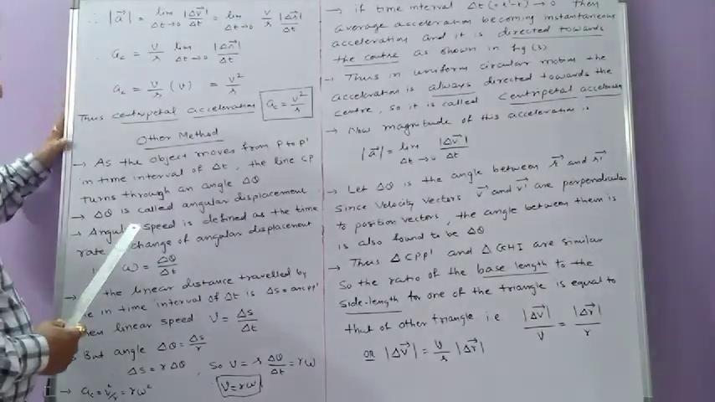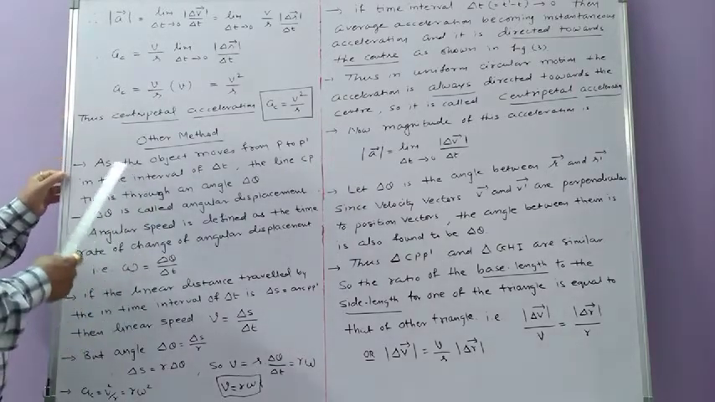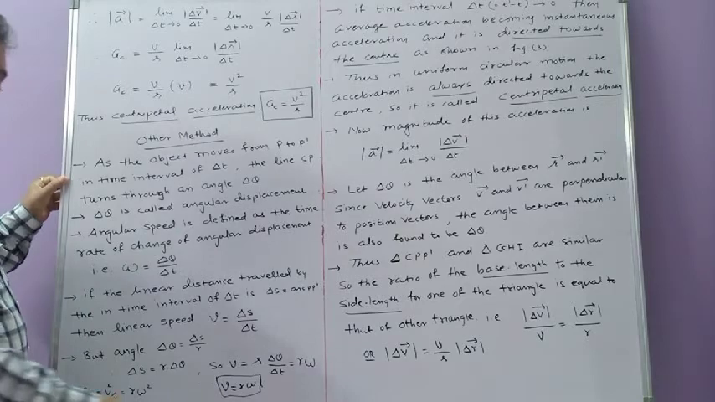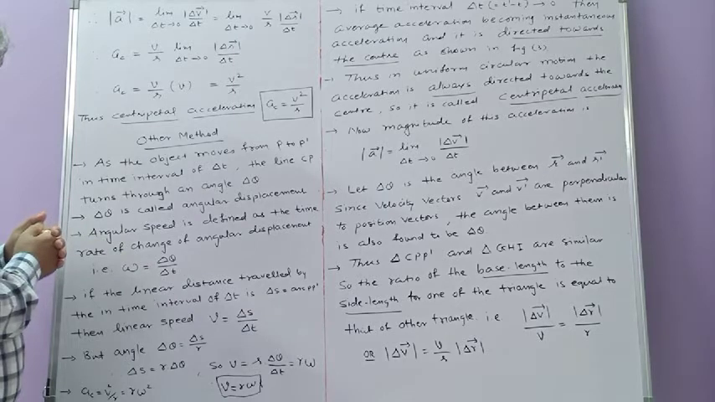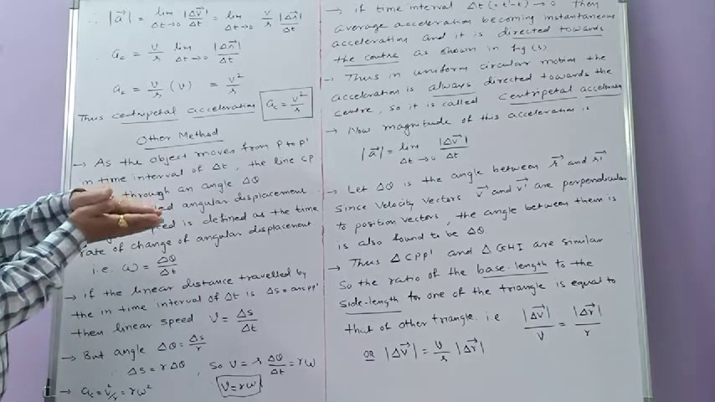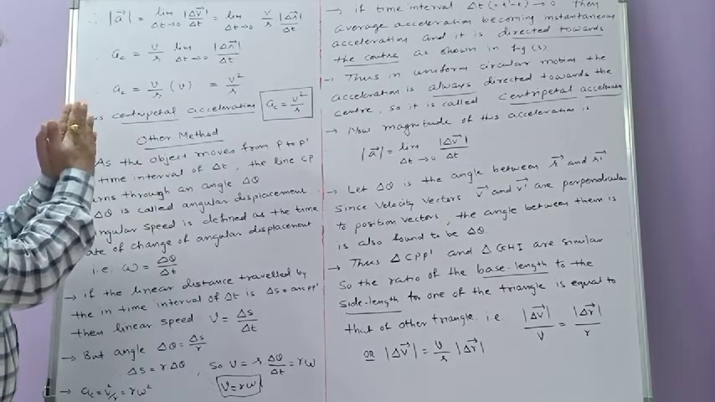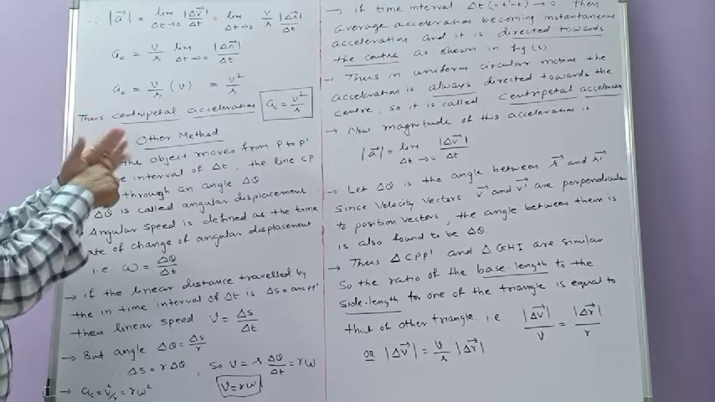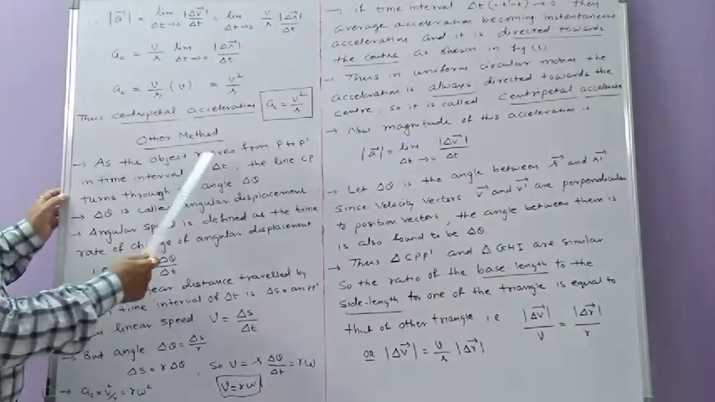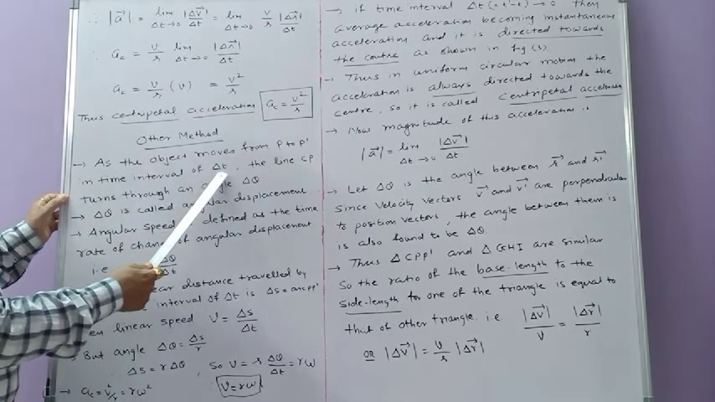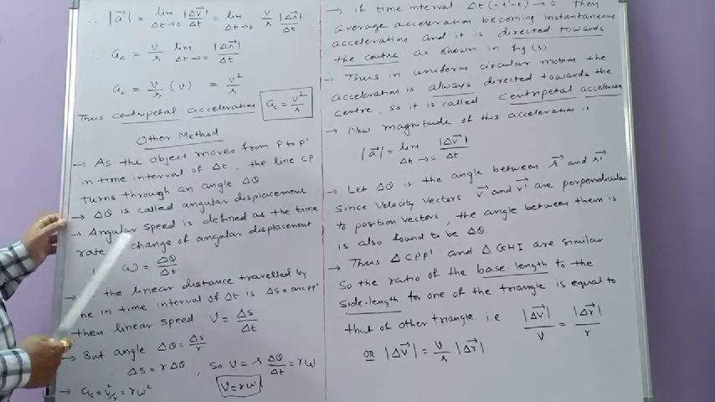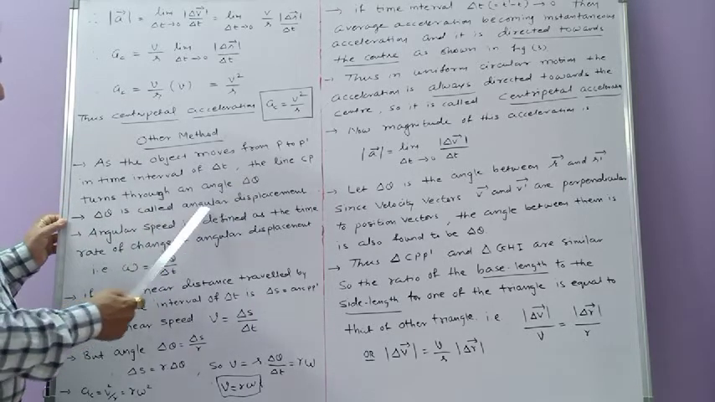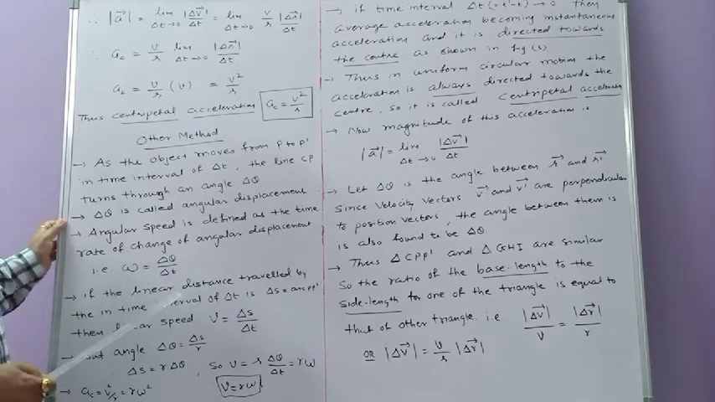Now there is another method, and according to this method again we can see that as the object moves on the circular path and goes from P to P dash in the time interval from t to t dash, that is delta t, the line CP shifts from CP to CP dash. It covers the angle delta theta. As the object moves from P to P dash in time interval delta t, the line CP turns through an angle delta theta. So from the figure you can say that delta theta is known as the angular displacement of the object.